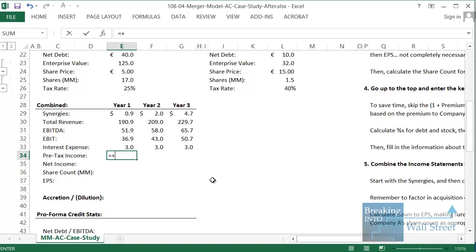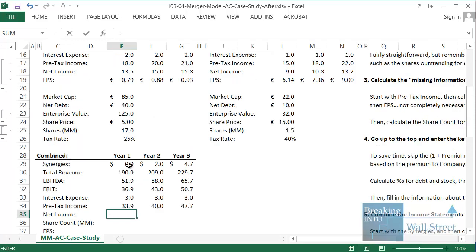Next, pre-tax income. So we're going to take our EBIT and subtract our interest expense. Then for net income, you have to be careful about this. You always want to use the buyer's tax rate for this, not the seller's tax rate, not a blended tax rate. You're always using the buyer's tax rate. So we're going to take our pre-tax income, multiply by 1 minus the tax rate right there, anchor that, and then copy this across.